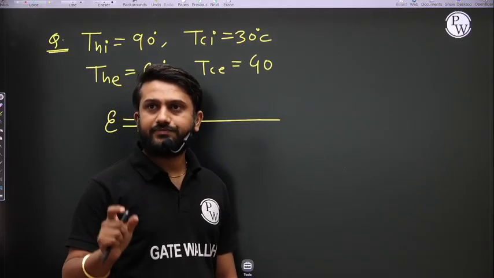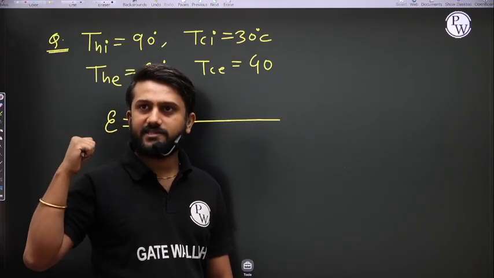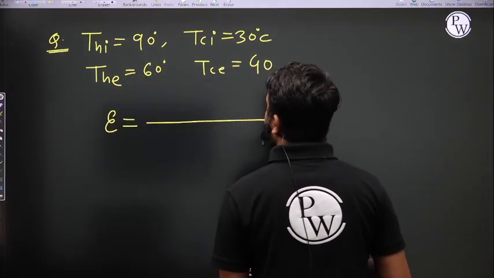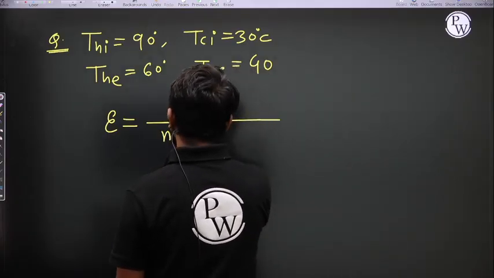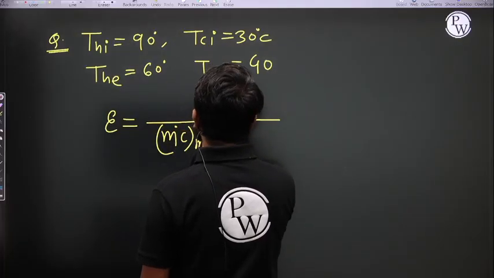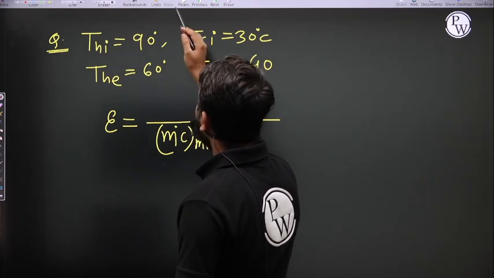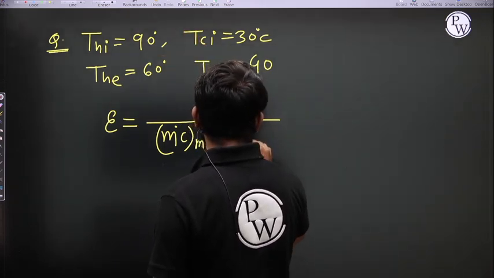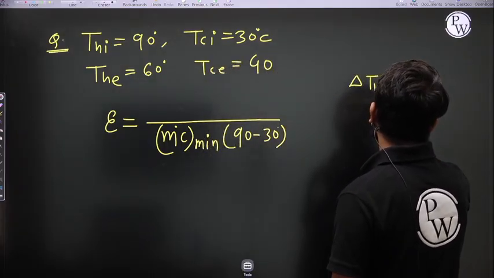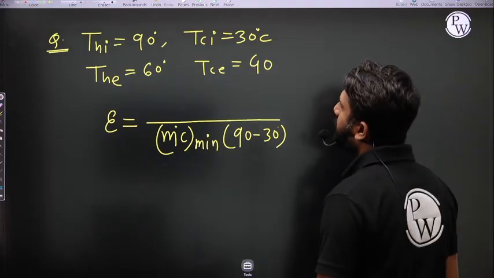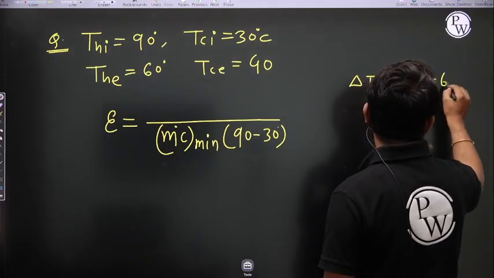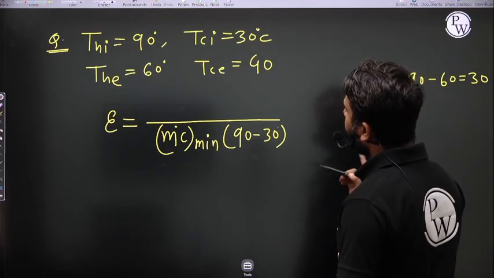I already told you there is one concept. That concept I discussed here, and that concept is used. Now see here, m dot c minimum and maximum temperature difference. And what is the maximum temperature difference? T_hi minus T_ci, so that is 90 minus 30. Now find out the delta T_h, the temperature difference for the hot fluid. That is 90 minus 60, and this is 30.